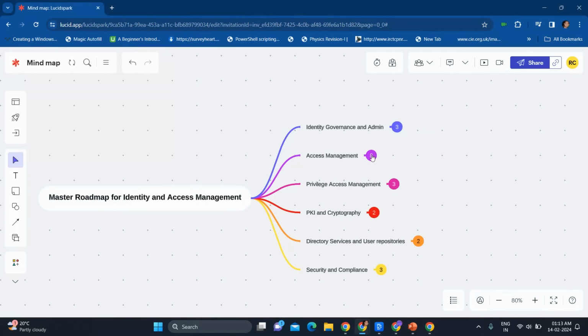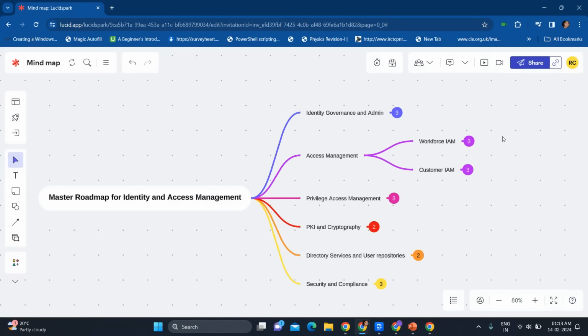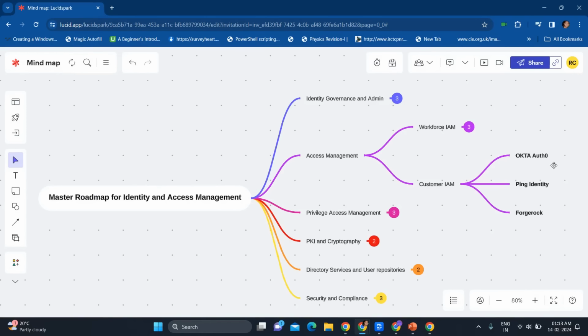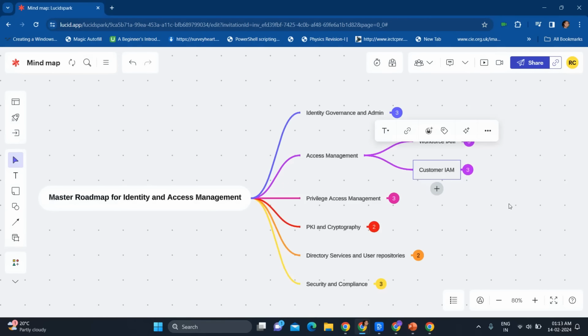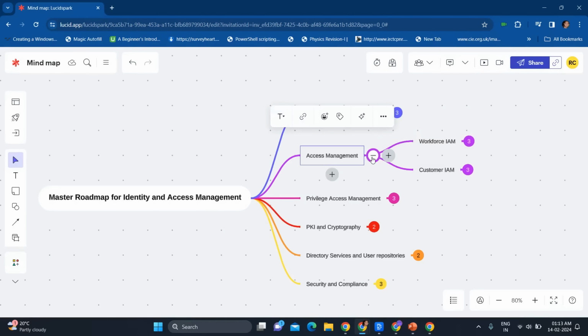When you talk about access management, you can divide this into 2 segments: workforce IAM and customer IAM. Under workforce IAM, you have worked with tools like Okta, Ping Identity, Microsoft Azure Entra ID, all of that. Then on the customer side, you have again Okta Auth0, Ping Identity has its own PingOne for customers, and then ForgeRock. But these are not the exhaustive list. There are various other tools as well, which we will be covering in our future product evaluation sessions.